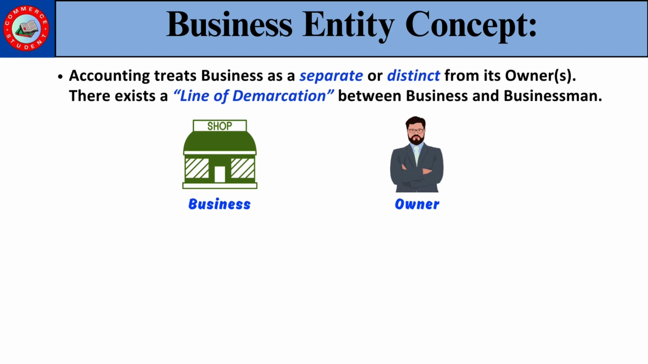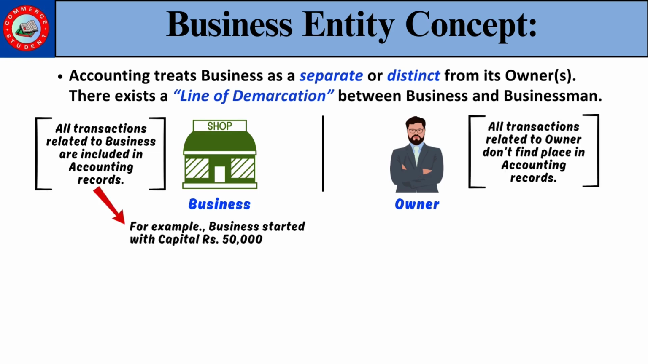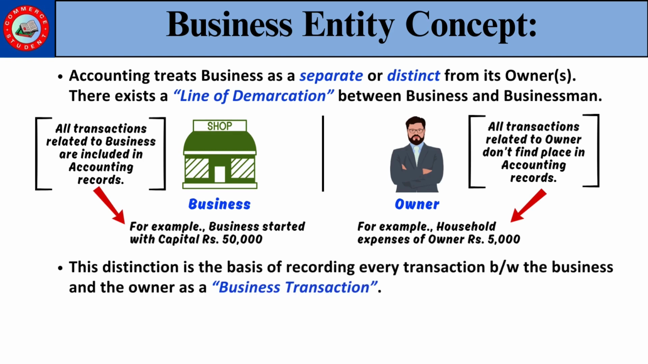It states that the business is treated as a separate entity from its owners, and there is always a line of demarcation between business and businessman. Accounting is to be maintained for the business and not for its owners. This distinction is crucial for recording transactions between the business and its owners as business transactions.